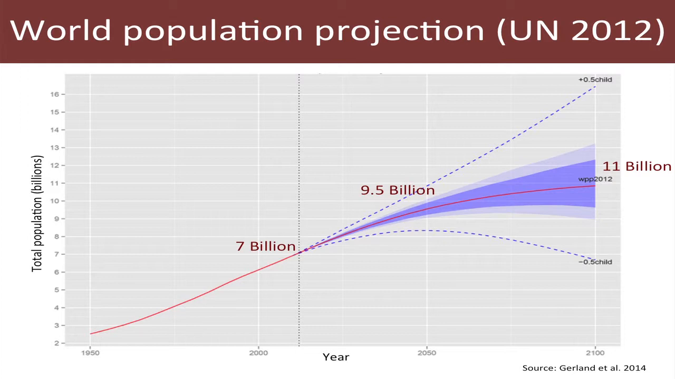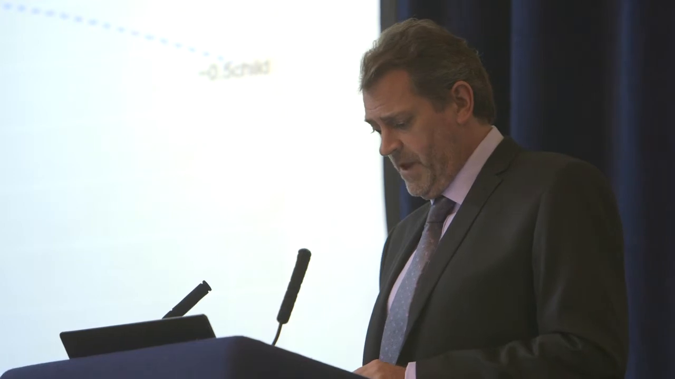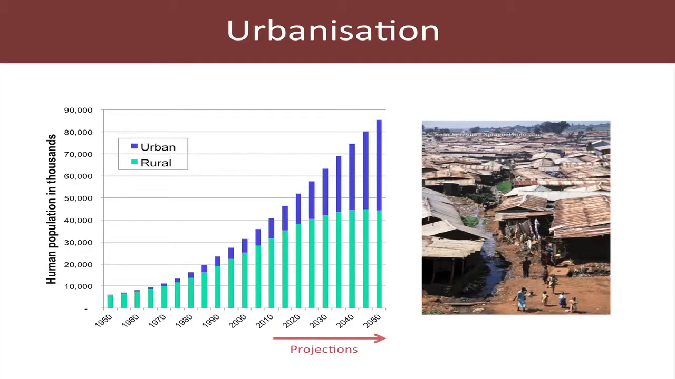Population growth is a critical factor in that. We're at 7 billion people now, and the recent projections are suggesting 9.5 billion in 2050 and up to 11 billion or so by the turn of the century. Urbanisation is an important driver.